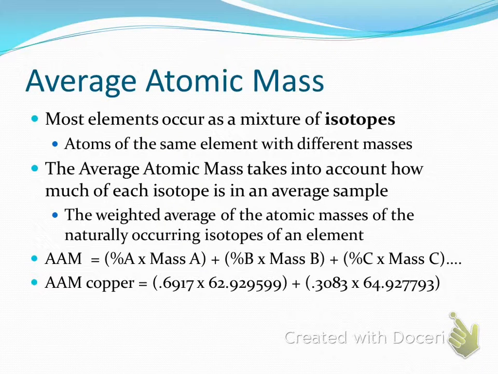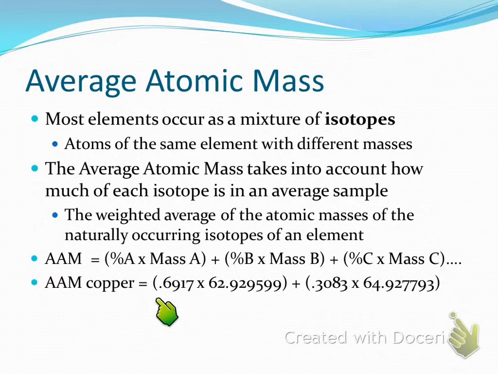If I look at the average atomic mass of copper, I'm telling you that there's 69.17% of the isotope that has an atomic mass of 62.929599. So every time I look at copper, there's 69.2% of it that has an atomic mass equal to this. The other 30.83% has an atomic mass of 64.92793.